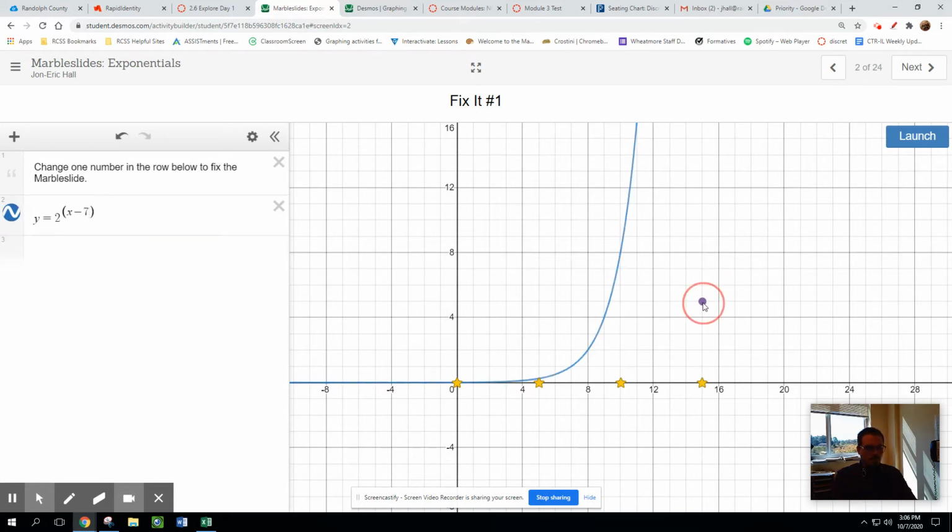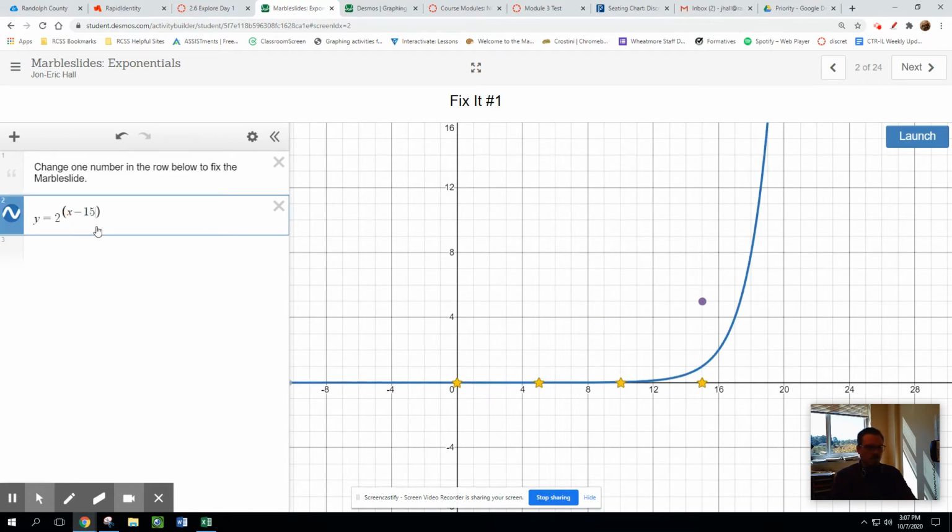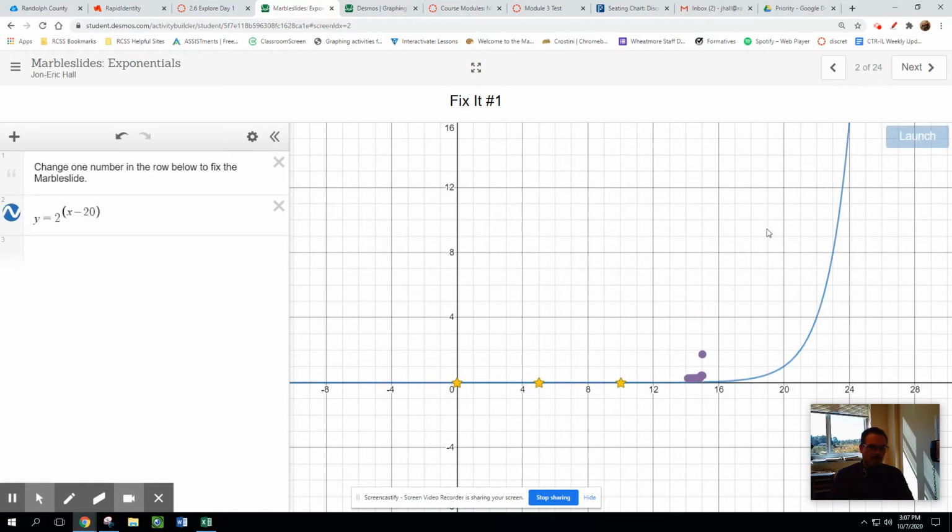Well, here's my point, right? And it looks like it's right here at 15. So what if I changed this to a 15? Okay. Well, now if I click launch, do I get it? Ah, what am I missing? I'm missing this one at the bottom. So I need to move it even further over, right? So let's change this 15 to a 20. See what happens. Actually, it's going to drop straight down. Nope. Ooh, 120. I like my 20 here. Let's try this. So if I launch it, I got that.